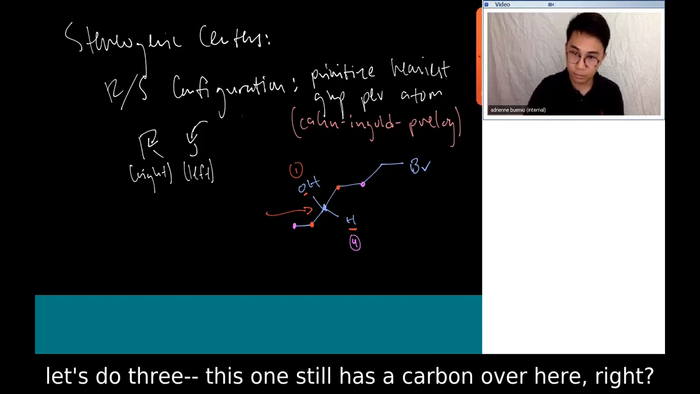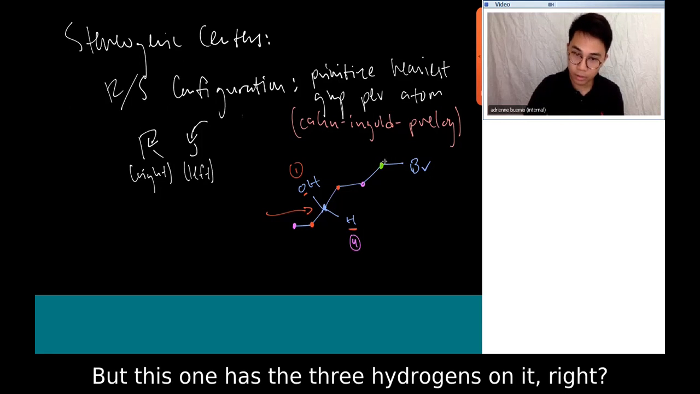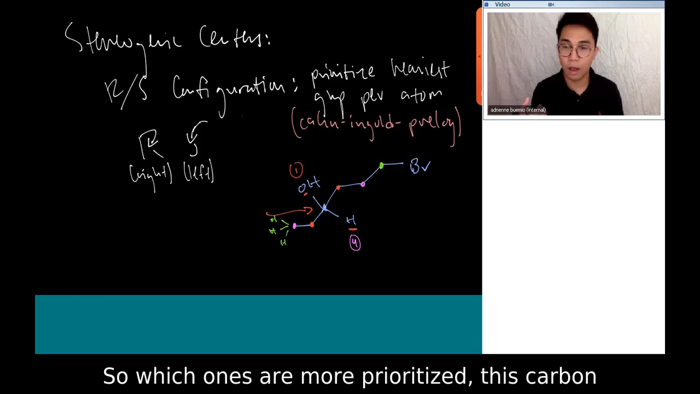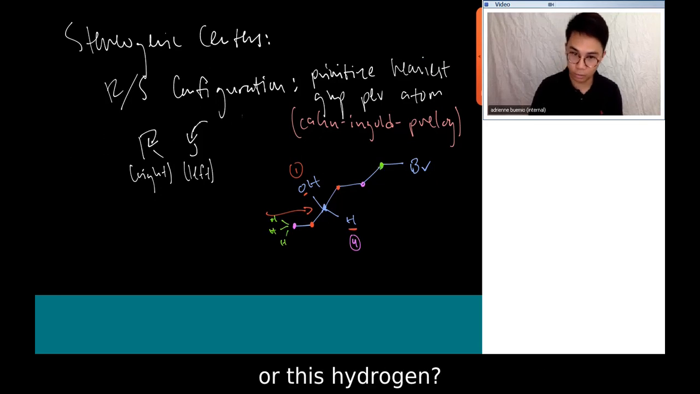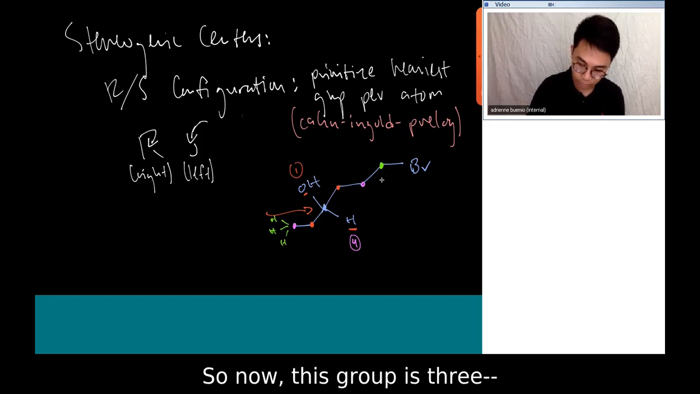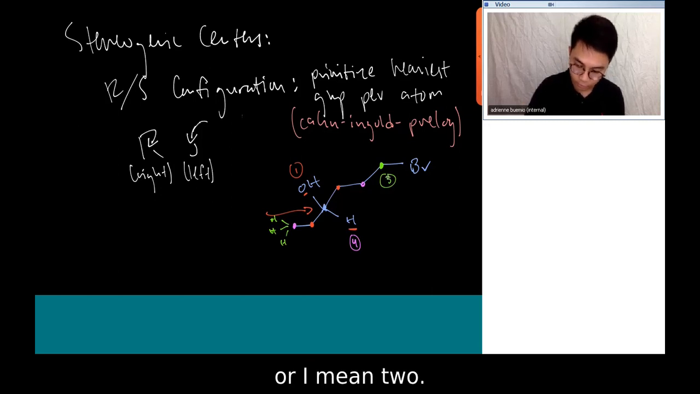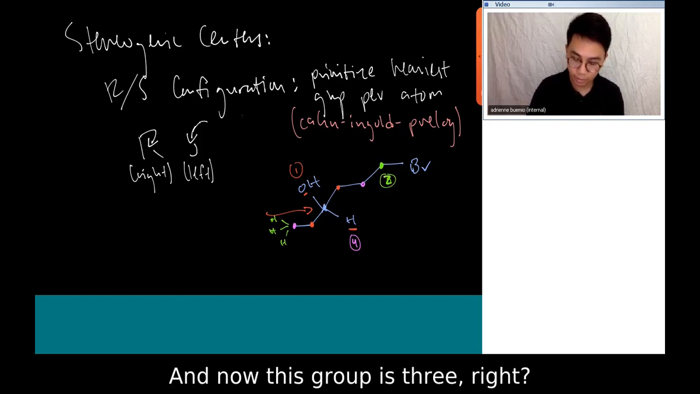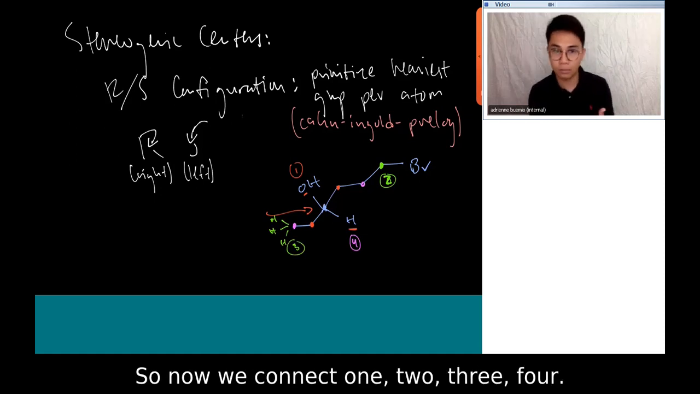This one still has a carbon over here, right? But this one has the 3 hydrogens on it, right? So which one's more prioritized, this carbon or this hydrogen? Right, this carbon. So now this group is 2, and now this group is 3, right? So now we connect 1, 2, 3, 4.